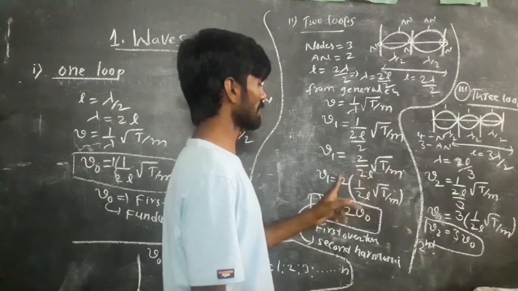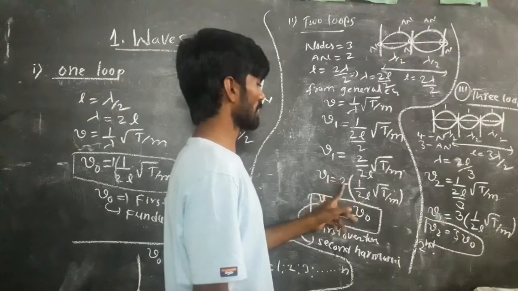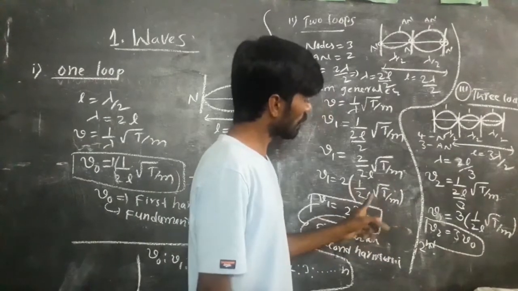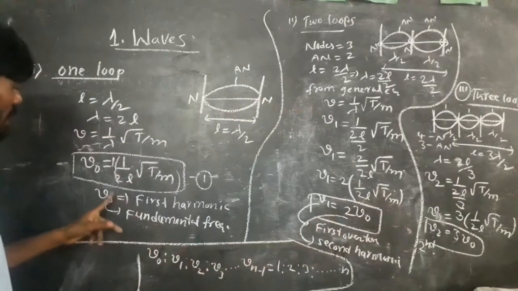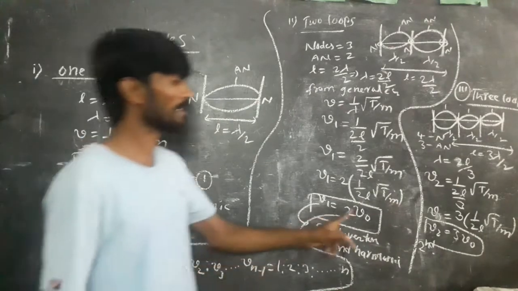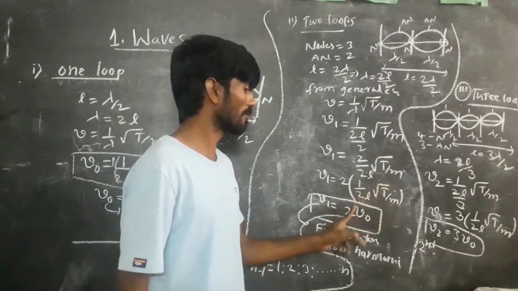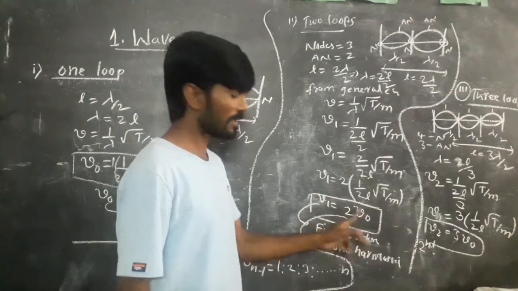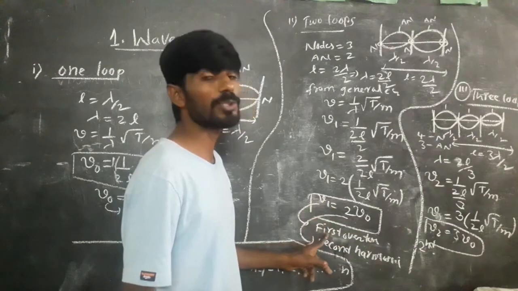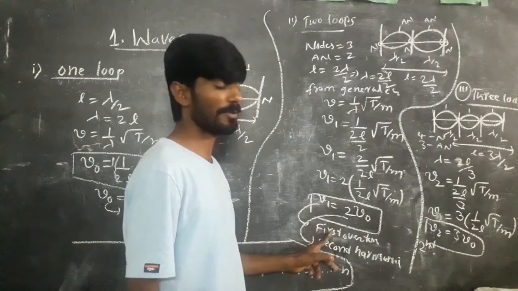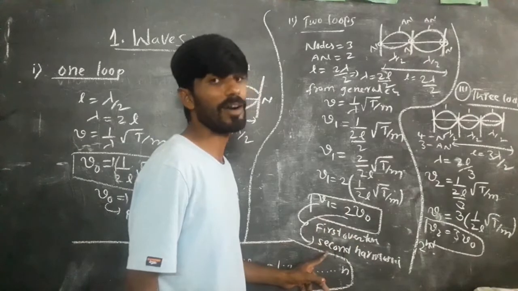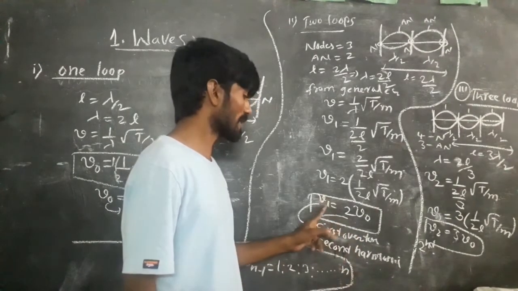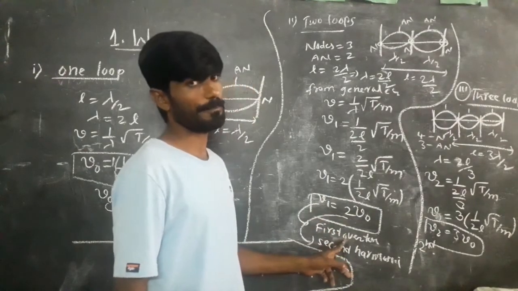So this equation I am just changing generally. So mu1 is equal to 2 of 1 by 2L under root T by M. Now this 1 by 2L under root T by M is the fundamental frequency. Now I am writing that 2 into this total value is equal to mu1. So mu1 is equal to 2 into mu0. We call mu1 the first overtone. Here it is the second harmonic. Means the right side multiple number gives the harmonic number, and the left side suffix number gives the overtone number.